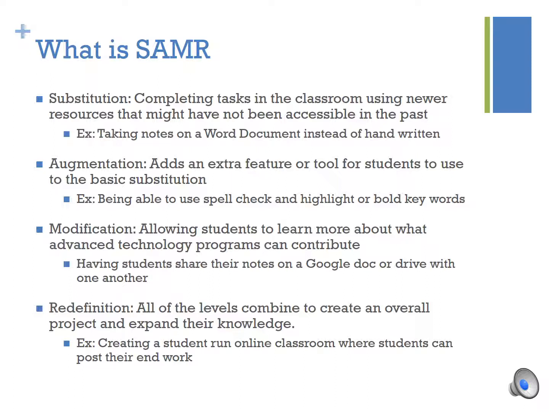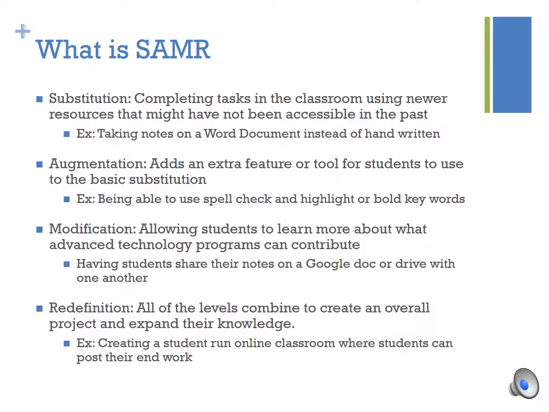The third level is modification, which is also the first level of the transformation stage. It starts to make the classroom more dependent on technology and interactive between not just the student and technology, but with the class. For example, allowing students to share their notes on a Google document or a Google Drive with one another.